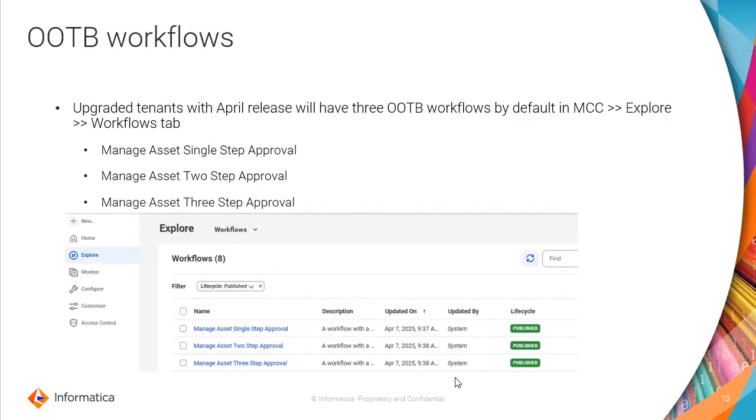Once your tenant is migrated to the April release, you will be able to see 3 out-of-the-box workflows by default. These 3 out-of-the-box workflows will be available in your MCC under the Explore tab. One is single step, then 2-step approval, and the third one is 3-step approval. So you will be able to see the updated business processes for these 3 out-of-the-box workflows.